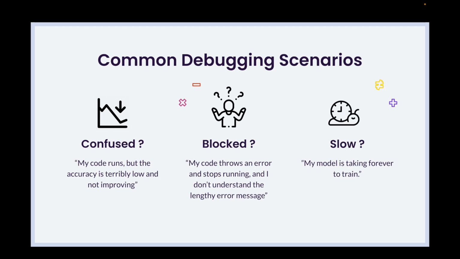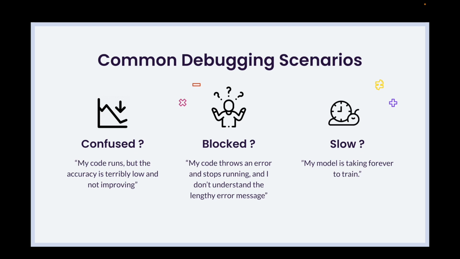So some common debugging scenarios include when you're confused. You'll see that your code is running, but your plots are completely flat. Your training accuracy or your test accuracy goes completely flat and it's not improving over time.